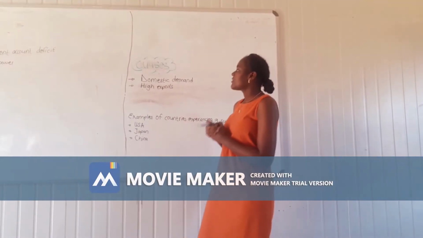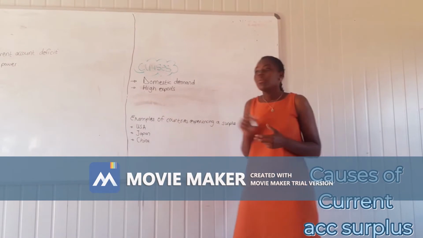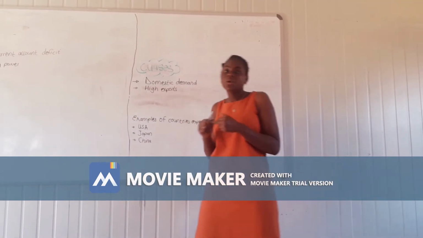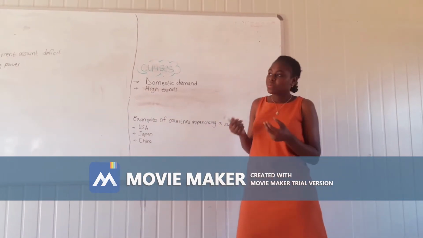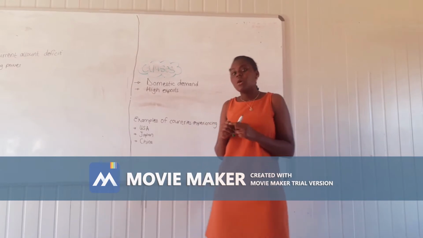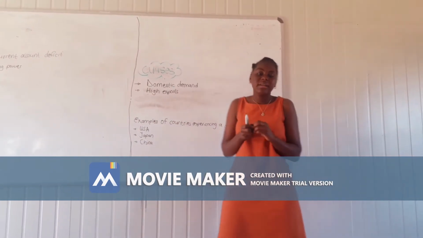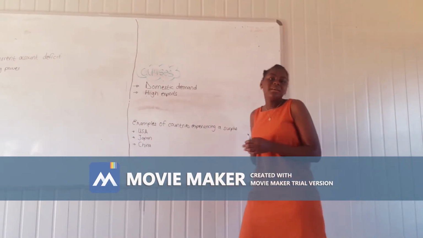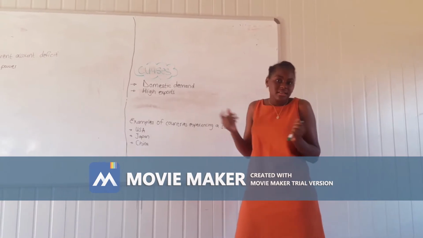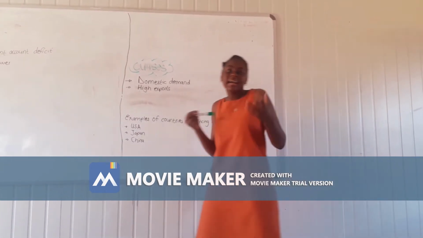Moving on to the causes of the current account surplus. Number one, domestic demand. When local consumers demand less of imported goods, this will create a surplus because the imports will be less than the exports, which is good for a country. Number two, high exports. When a country starts exporting more to other countries, this will create a surplus in our current account. For example, when Namibia starts exporting more beef to the USA, Japan, and other countries, this will create a surplus because we are gaining their currency, which is strong.